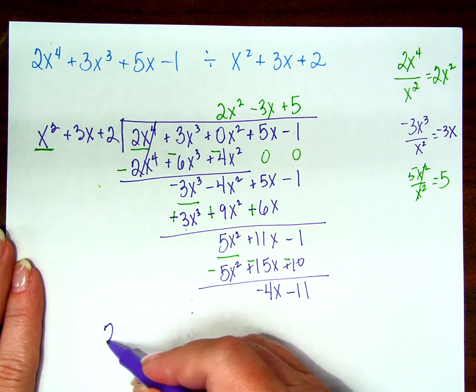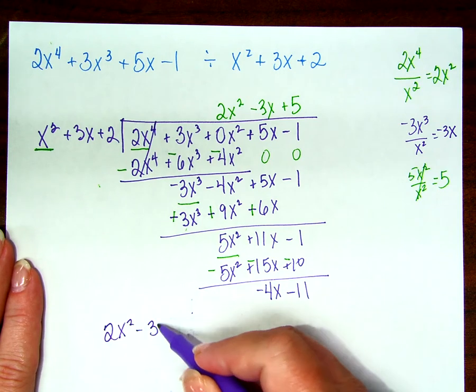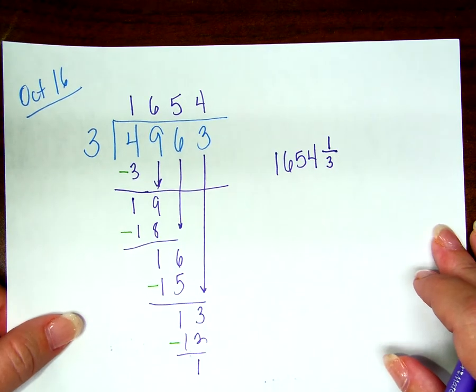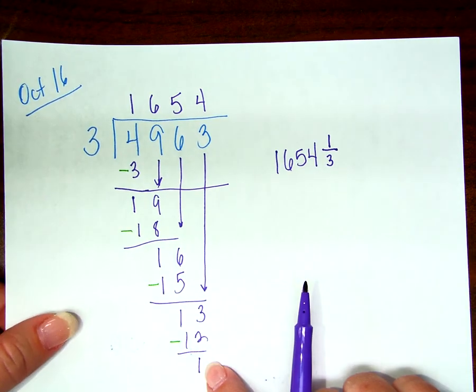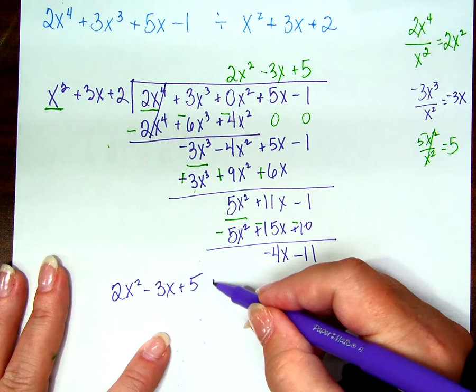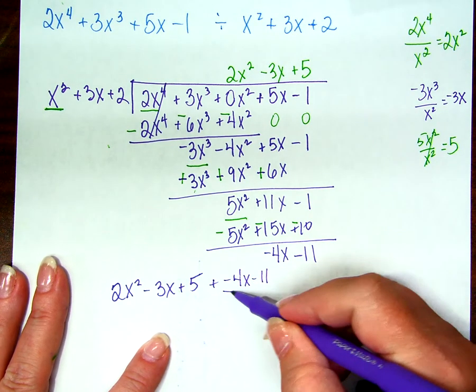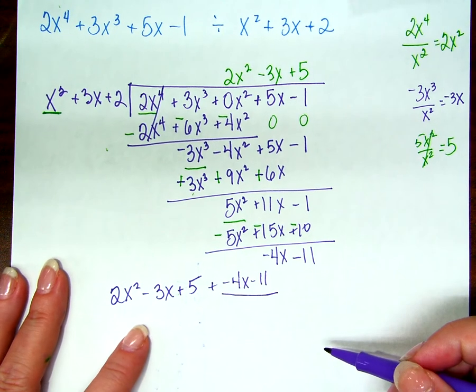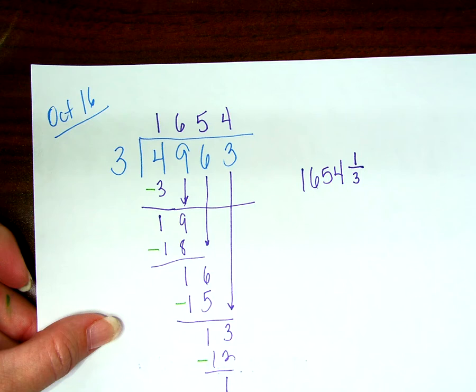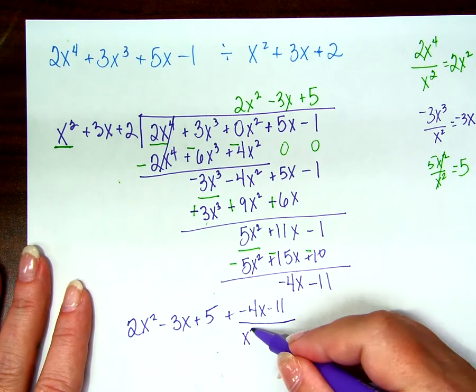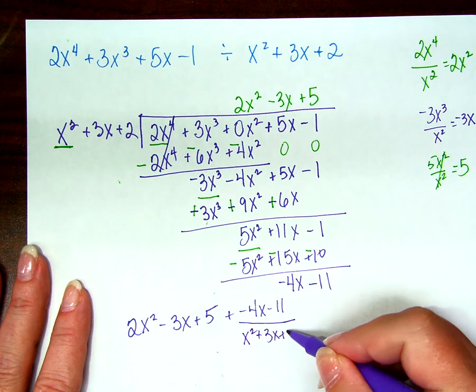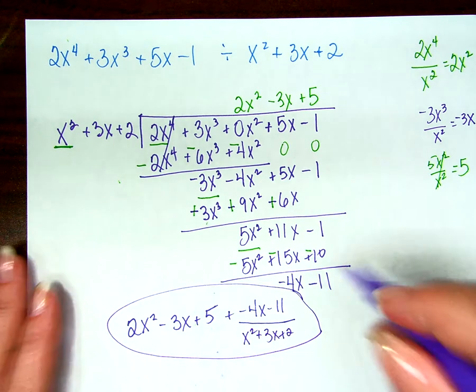Okay? So when I go to write my answer, here's how I write my answer. I say my answer is 2x squared minus 3x plus 5. Remember how we did it on this other problem? Remember? This was our remainder, right? So plus my remainder, negative 4x minus 11 over what? What did I write it over on this problem? What we were originally dividing by. That's absolutely correct. x squared plus 3x plus 2.